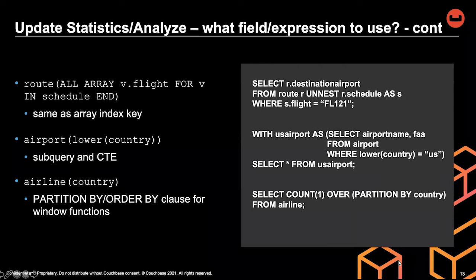On the bottom example here, we have a window function. When you have a window function, you will also need to include the PARTITION BY and ORDER BY clauses for the window function. In this example, we only have a PARTITION BY country. So in the UPDATE STATISTICS command, we'll need to include country for airline here.